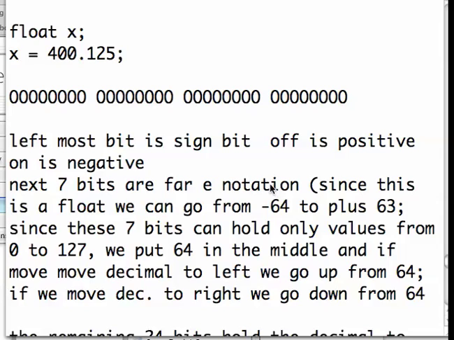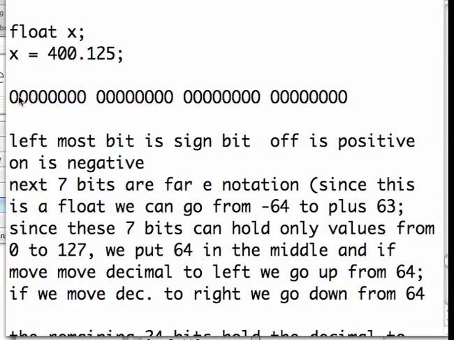This video is about how the computer actually stores a float, a number with a decimal point. If I were to say float x semicolon, x is a variable of type float, and it's going to take up 4 bytes, 4 storage locations in RAM. If I assign 400.125, the question is, how does it look?